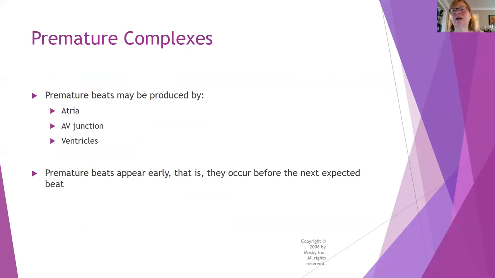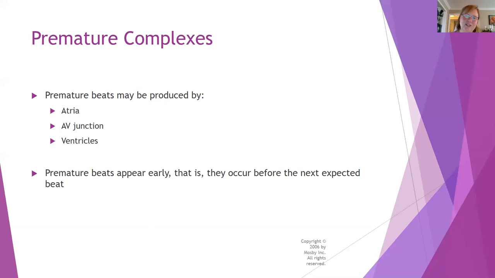So let's talk about premature beats. Premature beats can happen anywhere. They can happen in the atria, typically in that right atria. They can happen at the AV junction, or they can happen through the ventricle. So anywhere along that conduction pathway, we can have these premature beats where somewhere along the conduction pathway, a depolarization is initiated prematurely, ahead of when you expect the next beat to happen. So that's really the characteristic. They appear early, before you would expect the next beat to happen.